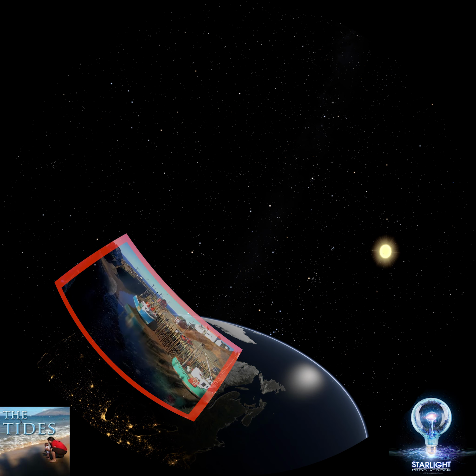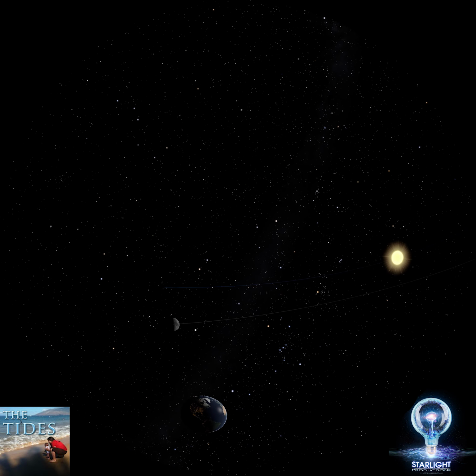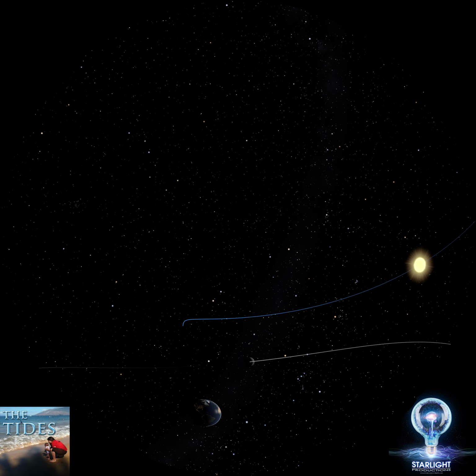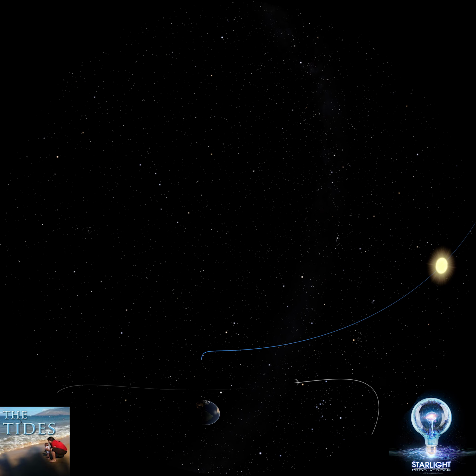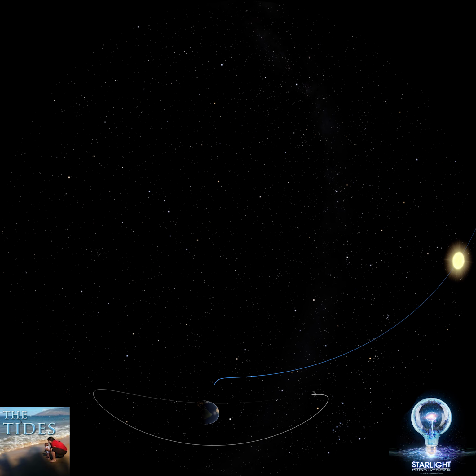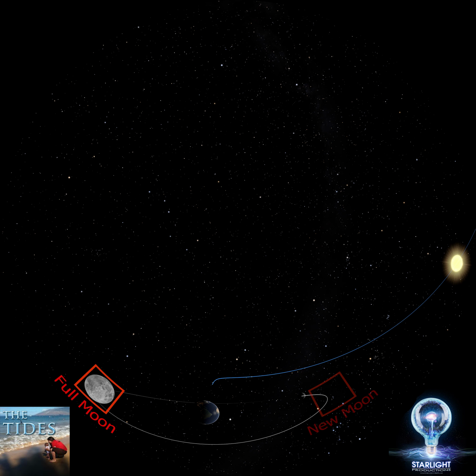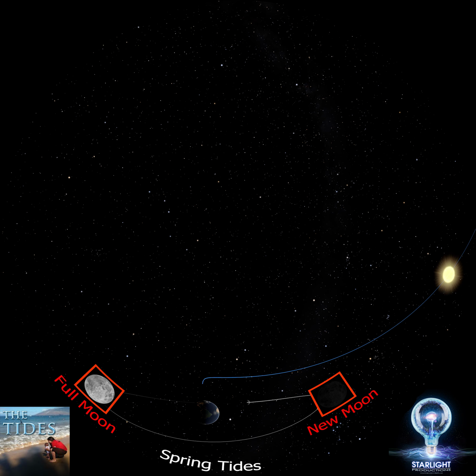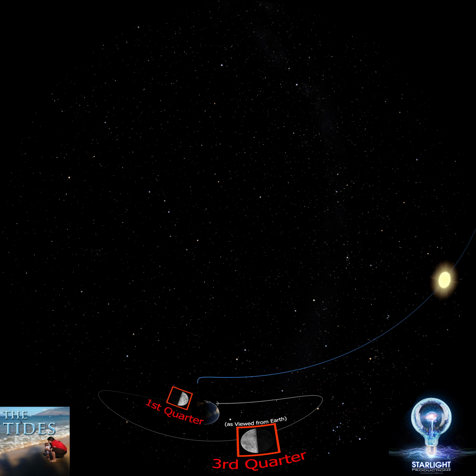Tides are also produced by Earth falling around the sun. Solar tidal forces are about half as strong as tides generated by the moon. At full and new moon, solar and lunar tides reinforce each other. These larger than average tides are called spring tides. At first and third quarter, solar and lunar tidal forces work against each other. These are known as neap tides.